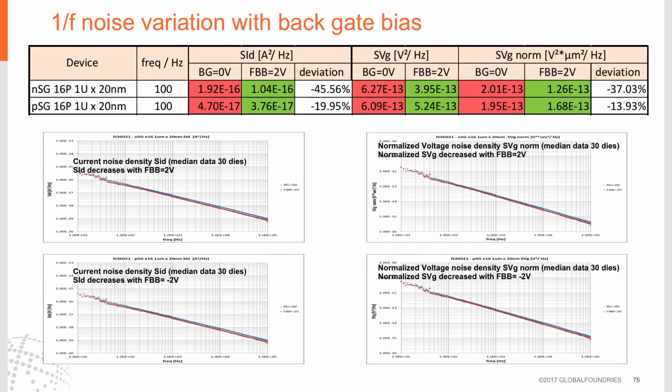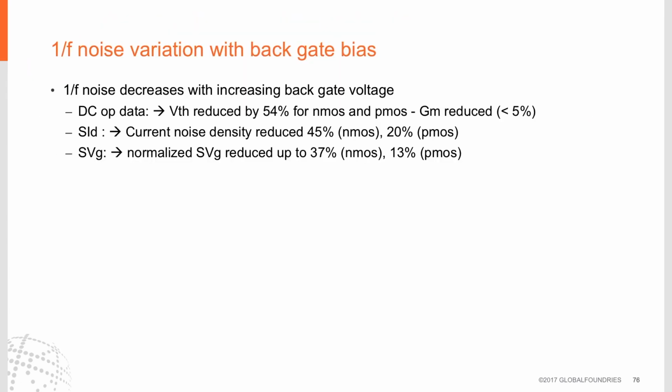This chart shows 1/f noise variation as a function of backgate bias. The devices that we're using are core devices, 1 micron by 20 nanometer, and what we're seeing is the drain noise and the gate noise. The drain current noise and gate voltage noise both decrease dramatically with the application of forward backgate bias. So what we see is current noise density is reduced by 45% for the NMOS, 20% for the PMOS, and the gate noise, normalized gate noise, is reduced up to 37% for the NMOS and 13% for the PMOS.